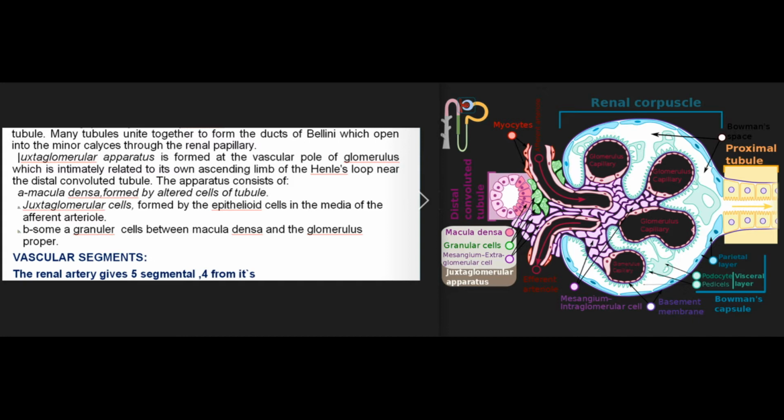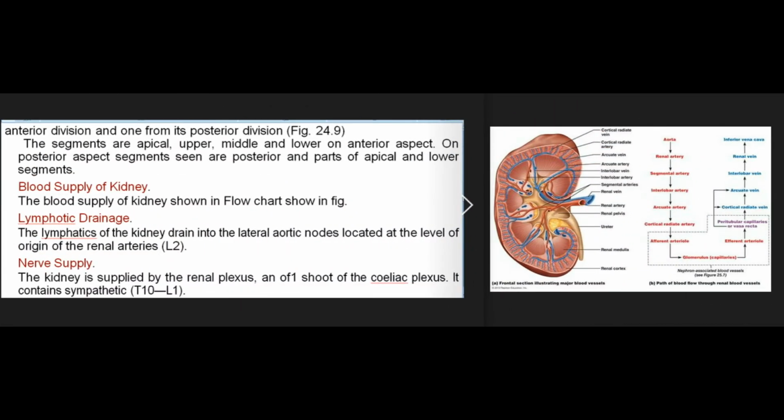Vascular segments. The renal artery gives 5 segmental arteries, 4 from its anterior division and 1 from its posterior division, Fig 24.9. The segments are apical, upper, middle, and lower on anterior aspect. On posterior aspect segments seen are posterior and parts of apical and lower segments. Blood supply of kidney. The blood supply of kidney is shown in flow chart in Fig.